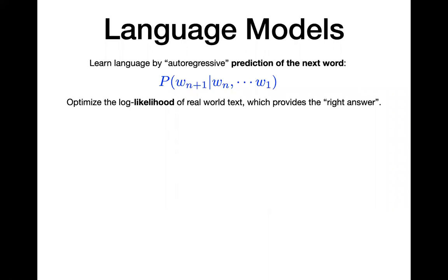So the language models I'll be talking about are just autoregressive. All they're doing is learning language by predicting the next word in sequences of words. So we have this conditional probability distribution for word n+1 given the first n words. And we're just trying to maximize the log likelihood of real text, which is for us the right answer for this probability distribution. And really that's all there is to the objective.